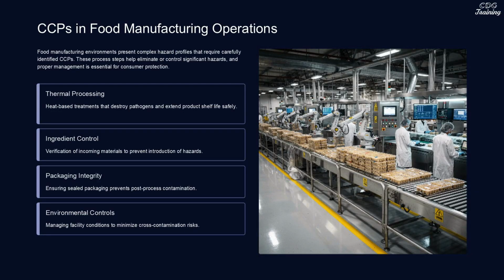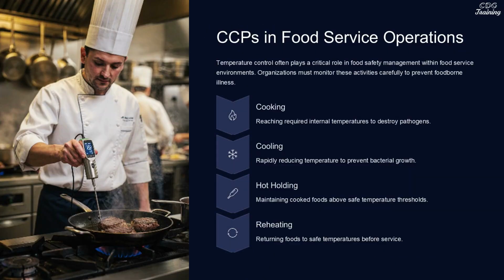Food manufacturing environments present complex hazard profiles that require carefully identified CCPs. These processes help eliminate potential hazards and ensure food safety. Proper management is essential for consumer protection. Temperature control often plays a critical role in food safety management within food service environments. Organizations must monitor these activities carefully to prevent foodborne illnesses. Key CCPs include cooking, cooling, hot holding, and reheating.